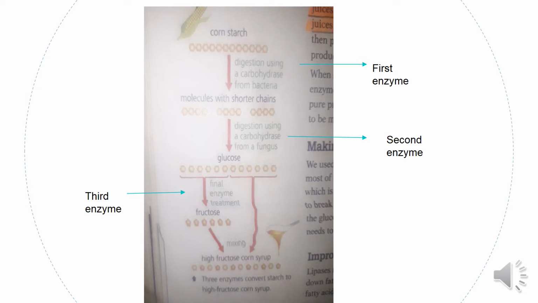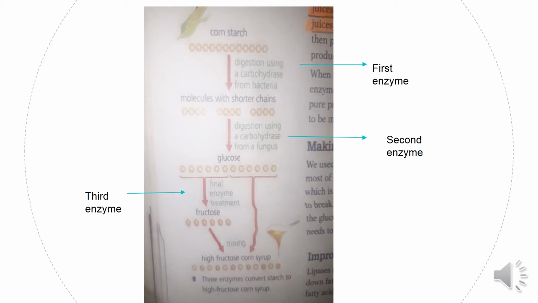We have the carbohydrates from the bacteria. It will give us a molecule with a shorter chain, and as you can see, the molecules in the cornstarch are a long chain. Then it's been divided into simpler chains containing four molecules. The 12 turned into 4 molecules.